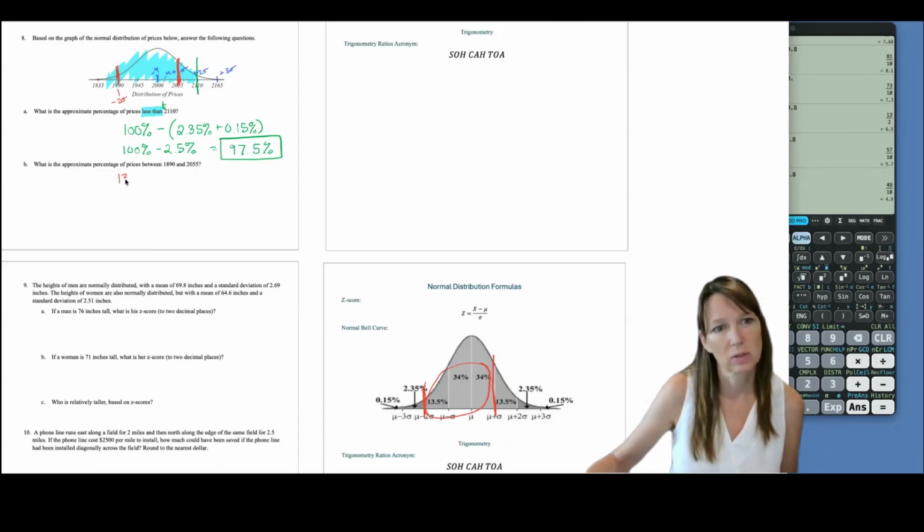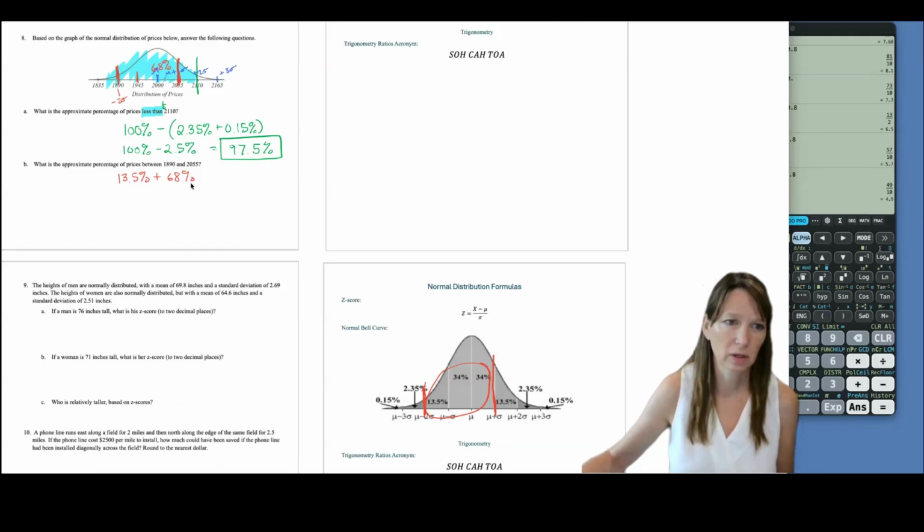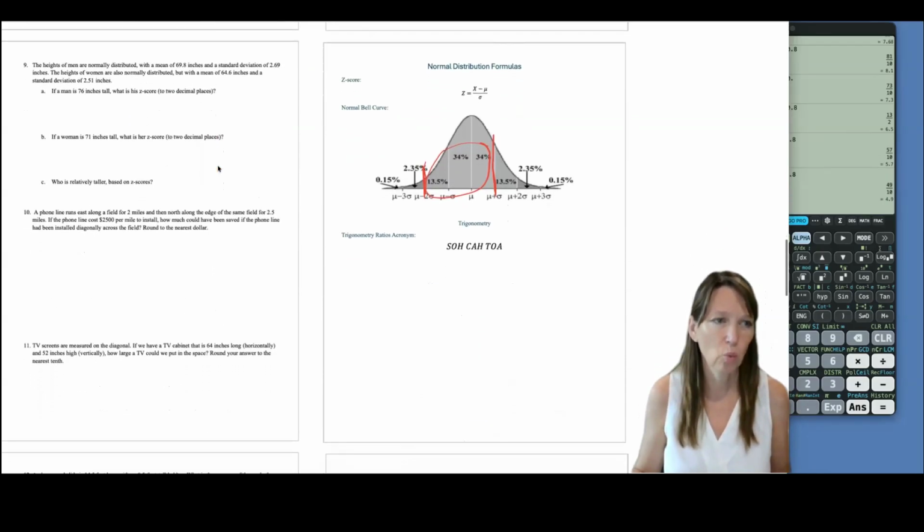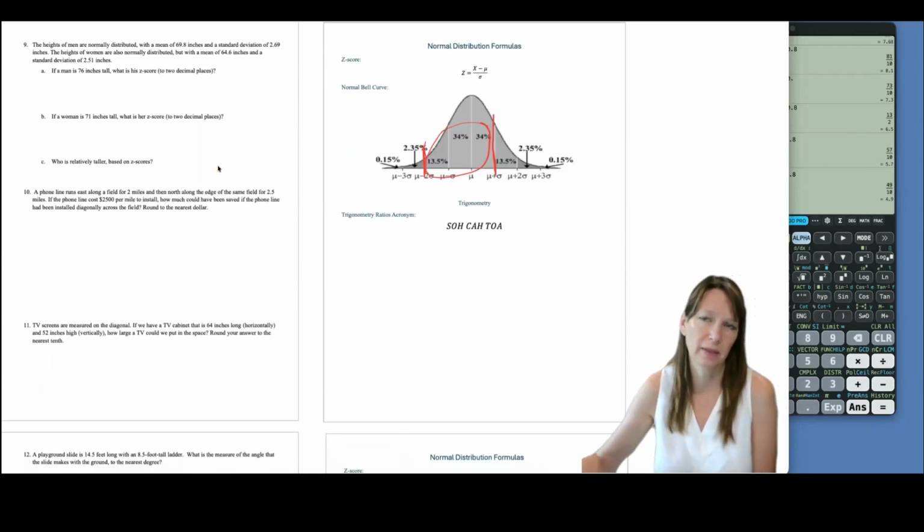In this case, it's 13.5% to get between -2 and -1, and then 68%, or you can add up 34 plus 34. And that ends up being 81.5% of data falls between those two price values. Okay, one more normal distribution problem, and then we'll jump to the trig.